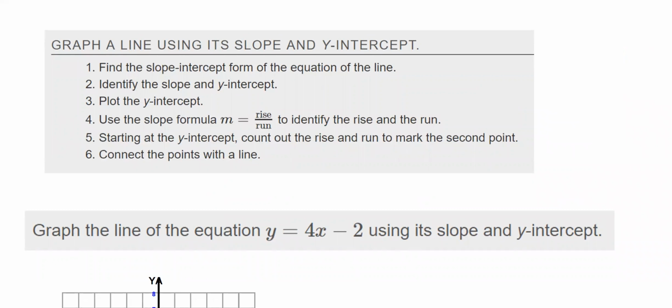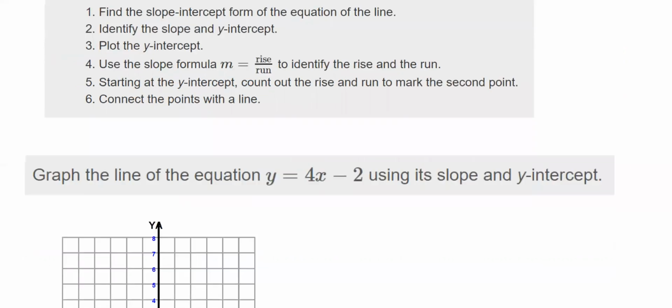Now we need to use that helpful information in graphing. So we're going to graph a line using its slope and y-intercept. We have 6 steps, but when I go through it in the graphing part, you'll be able to understand it easily.